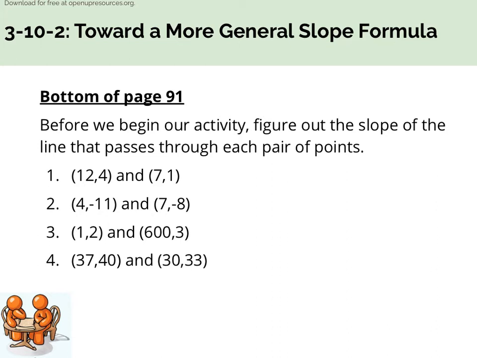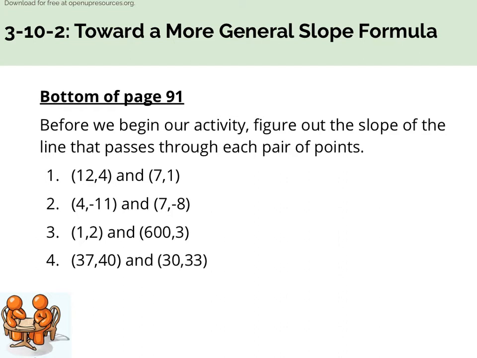So on the bottom of your page 91, these are not there, but we're going to walk through some slopes because we're going to need to know how to do slopes through 2 points. So let's figure out the slope that passes through each pair of points. Go ahead and pause right now and find those slopes. So now, since you have tried it yourself, let's do it together.